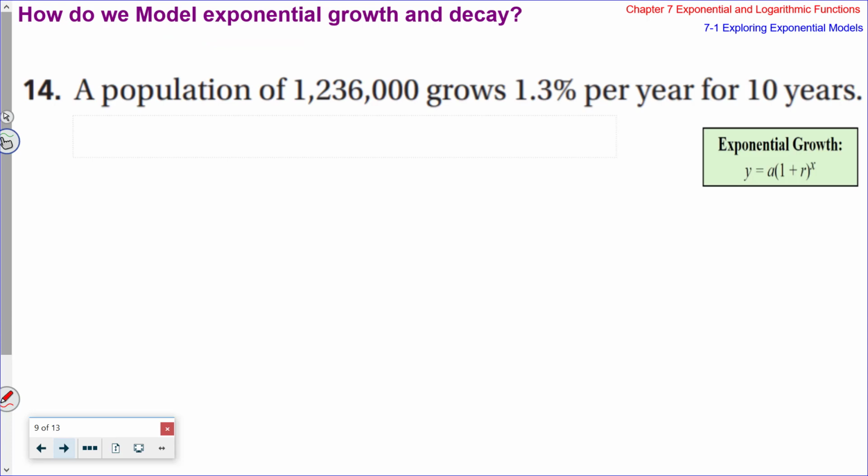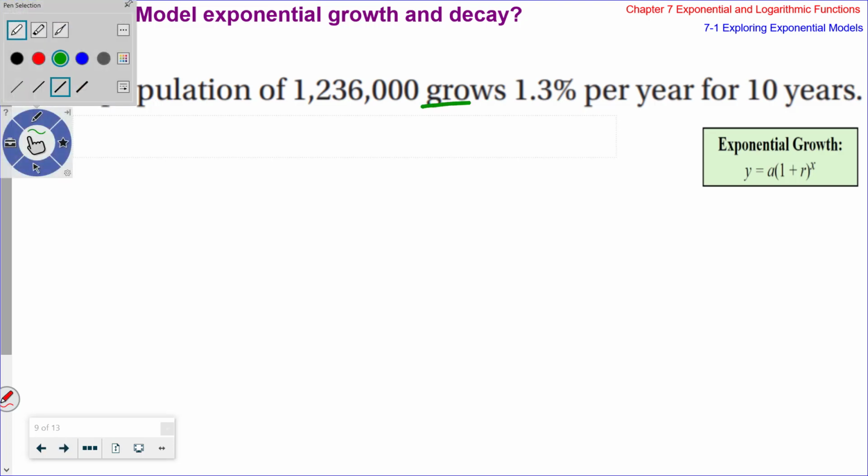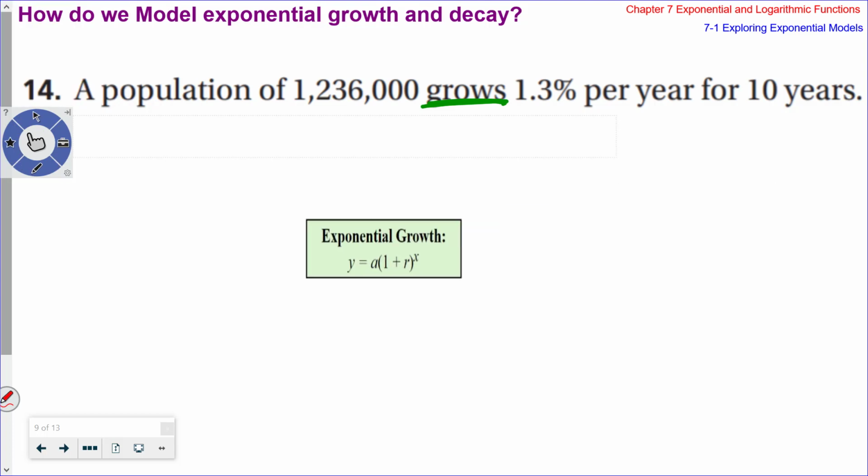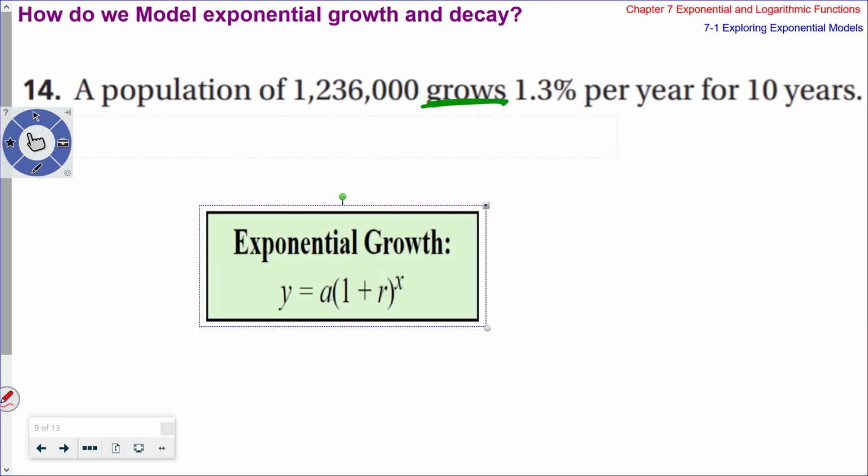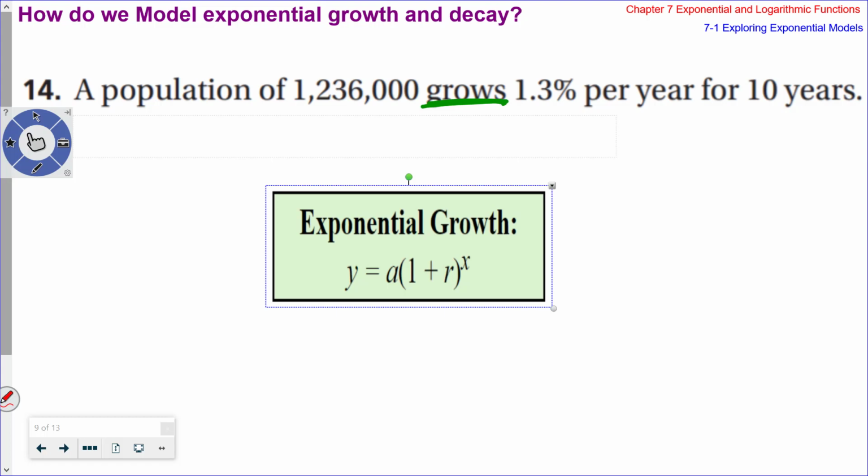All right, example number 1. A population of 1,236,000 grows 1.3% per year for 10 years. What is the model? I want you to create a model. So first we take the formula, since the example says growth. Since we know we're dealing with growth here, we take the formula, which is here. This is the formula for growth. And now we must create a model. To create a model, we have to substitute a number for every variable except for Y and X.